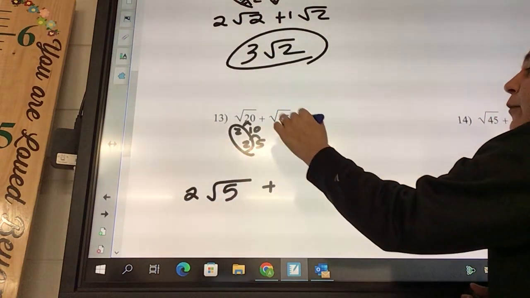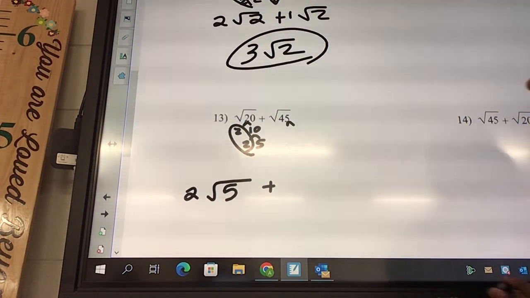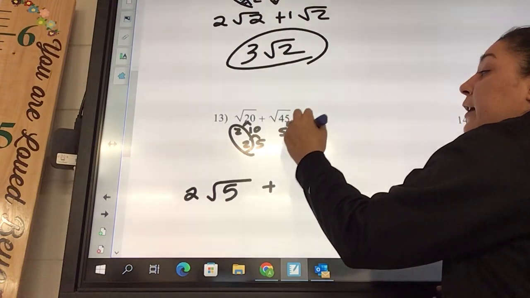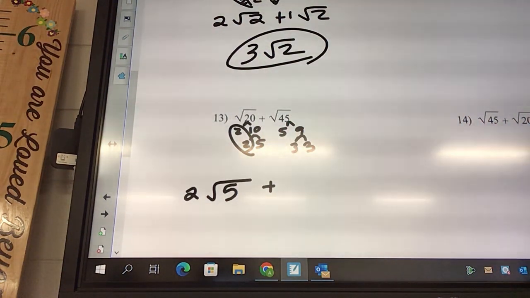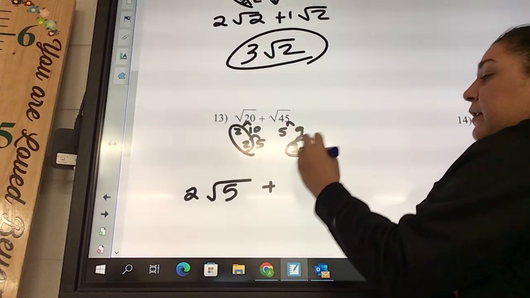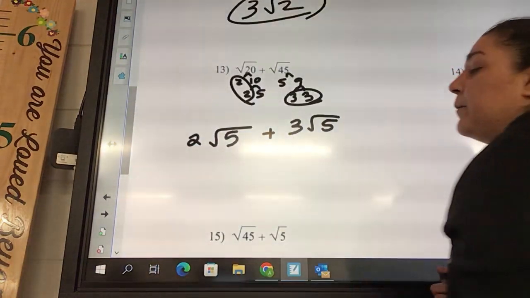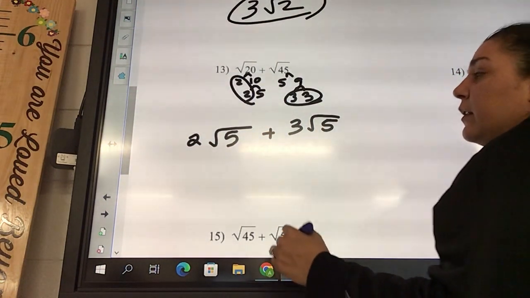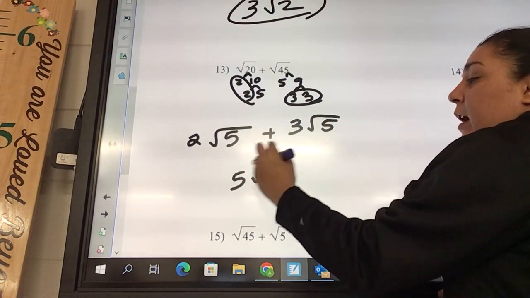Okay, plus, and then we got 45. What are some factors of 45? 5 and 9. 3 and 3. So what is that radical going to become? 3 on the outside, 5 on the inside. Okay, now our inside's the same. Yes, so this is gonna become what? 5 square root of 5.